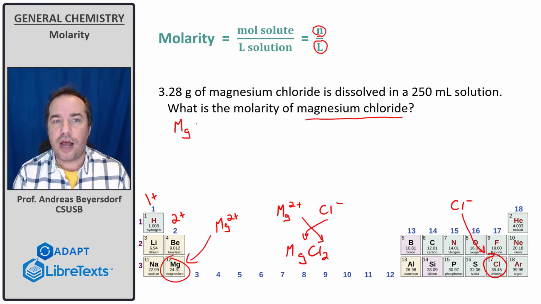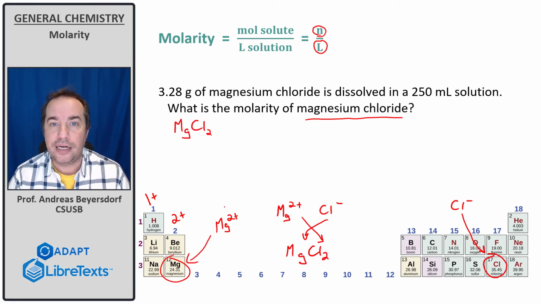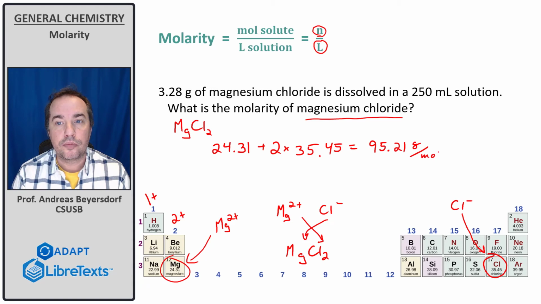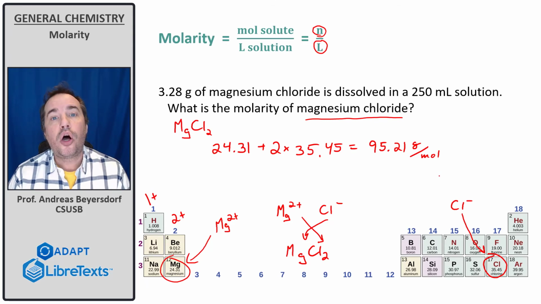Next, we need to figure out the molar mass of the magnesium chloride. So we can take 24.31, which is for the magnesium, plus 2 times 35.45, that's for the chlorine, and we're going to get 95.21 grams per mole.